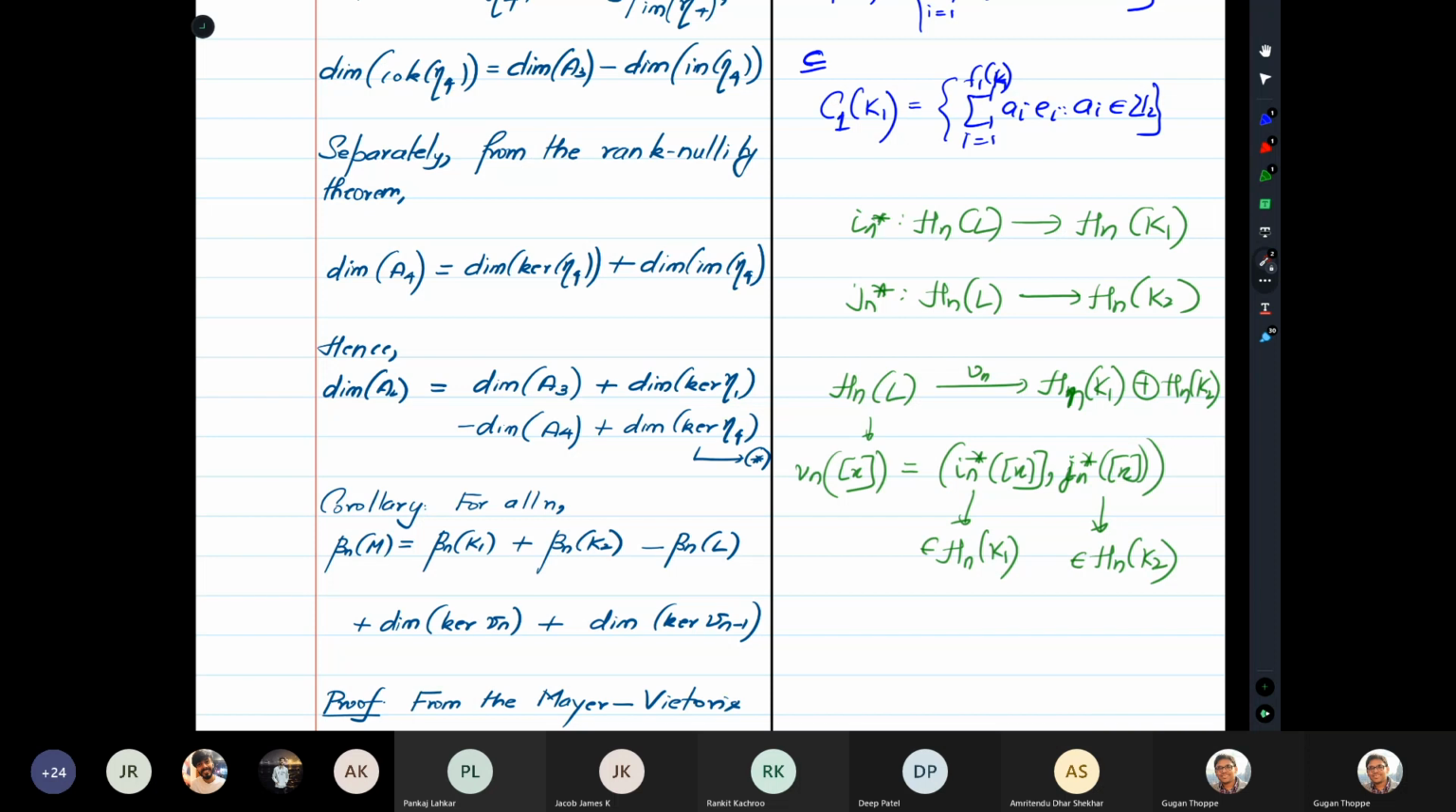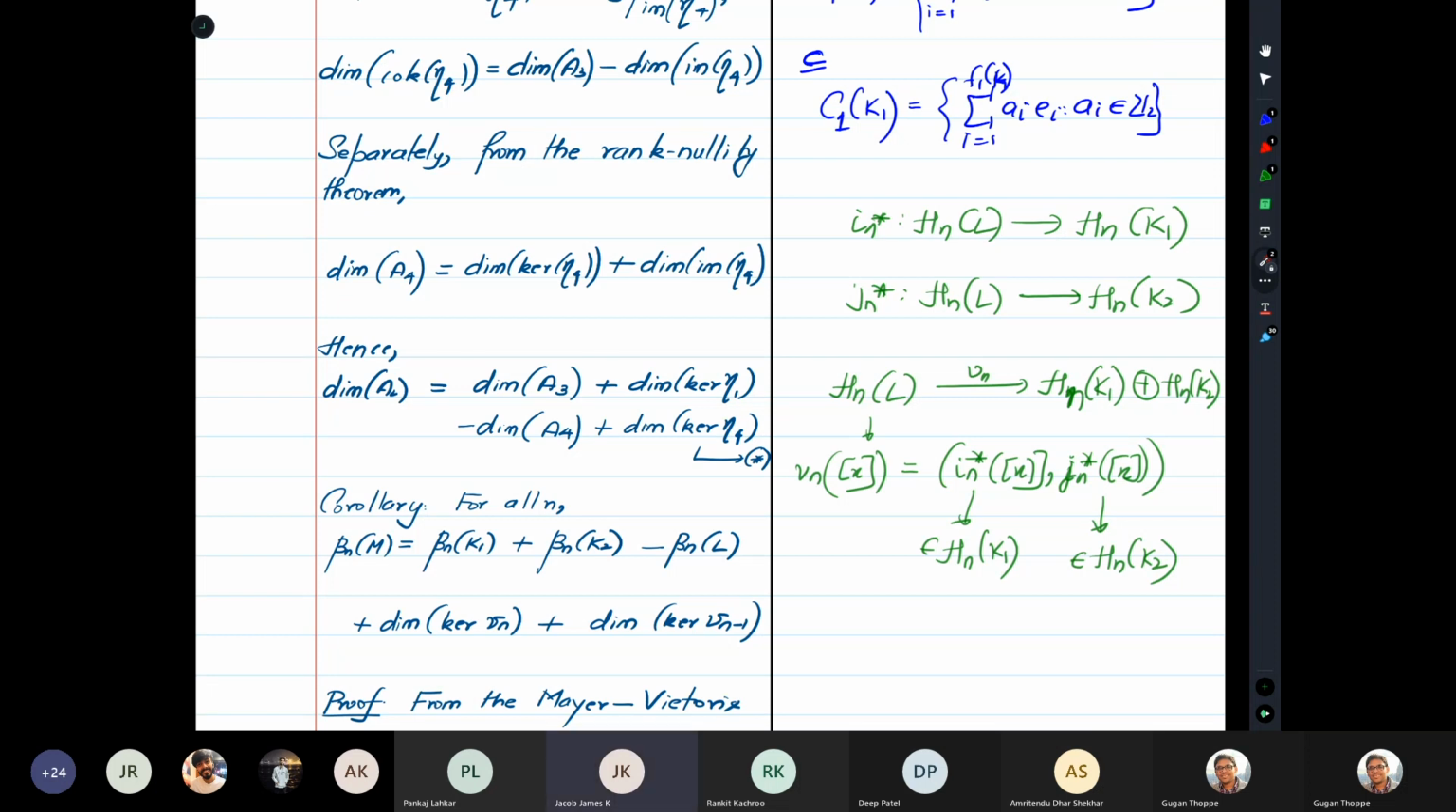Please let me know if you have any questions. I'll pause here because if you don't understand this, the rest of the things are going to be hard. But this is just a bunch of notations. There is nothing complicated that is happening. Okay. Let me know if you have any questions. Yes, Jacob, please go ahead.